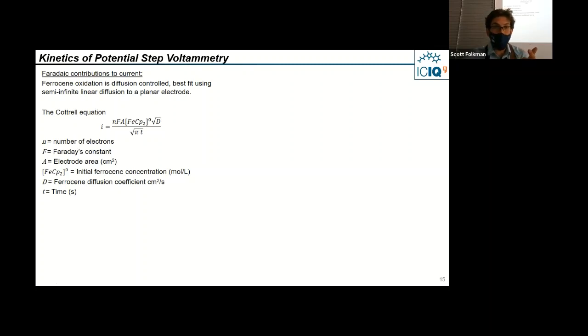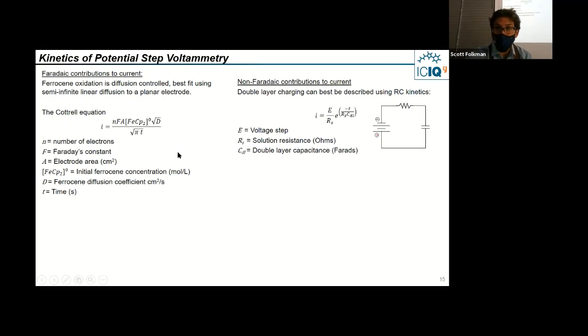96,485 coulombs per mole. We know the area of the electrode, ideally. We know the initial concentration, the diffusion coefficient of ferrocene. You can look that up, or maybe at some point we might use this technique to measure this. Everybody knows pi, and then we have time in seconds. You might not be able to see this here, but this t is under the square root. So this evolves with the inverse square root of time.